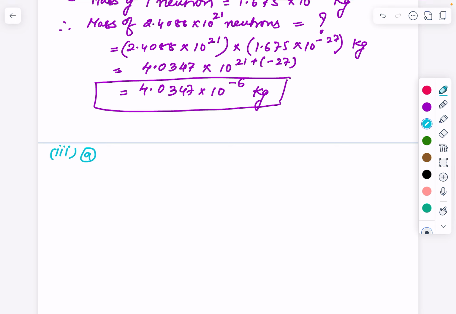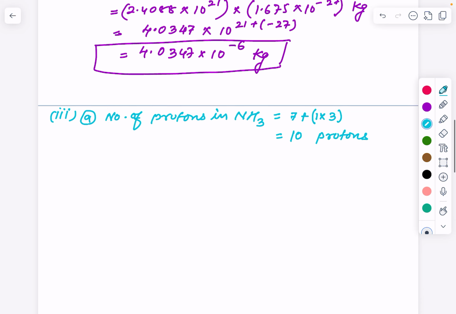So let us see that part A is the number of protons in ammonia. The number of protons in ammonia, whose formula is NH3, will be equal to the atomic number of nitrogen, which here is 7, plus the atomic number of hydrogen, which is 1. But you are having 3 atoms of hydrogen, so 3. So you have a total of 10 protons. Here we are talking about protons. Whatever the atomic number is, that is the number of electrons and protons because it is neutral. Fine. So that is the number of protons in ammonia.